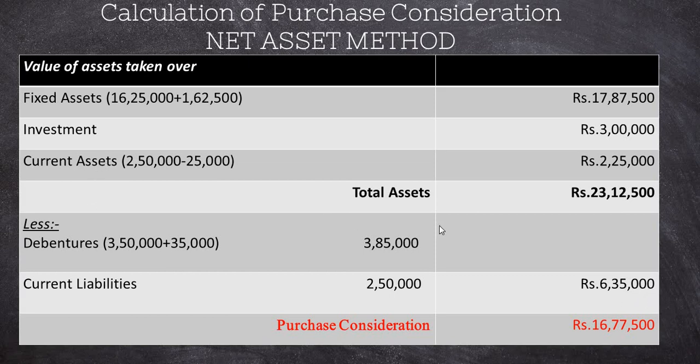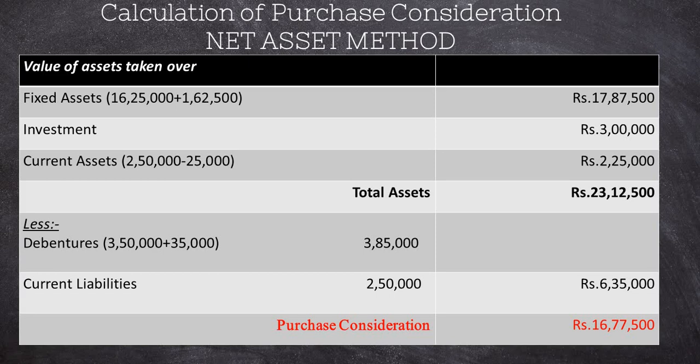Okay, so we got the total assets and also the liabilities. So how much is the total assets? 23,12,500, and the liability is 6,35,000. So if we deduct liabilities from total assets, we will get 16,77,500 as the purchase consideration under the net asset method. Okay, so we have seen how to calculate the purchase consideration under the net asset method.